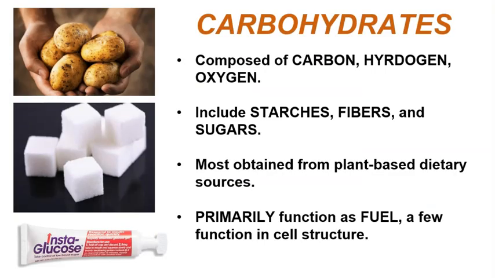Now that we've had a little bit of an overview of proteins, we can examine carbohydrates for a minute. Carbohydrates are molecules that are composed of carbon, hydrogen, and oxygen, and that's really where their name comes from. Carbohydrates come in three forms: starches, fibers, and sugars. We see that starches and fibers are essentially chains of sugars that are linked together by chemical bonds.